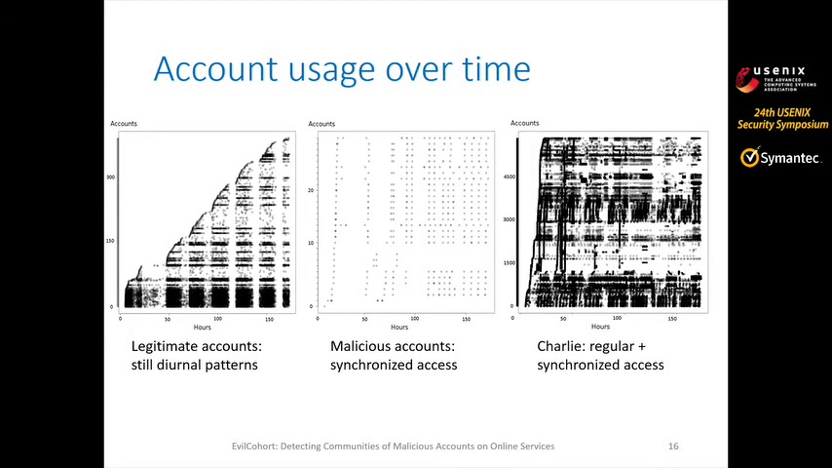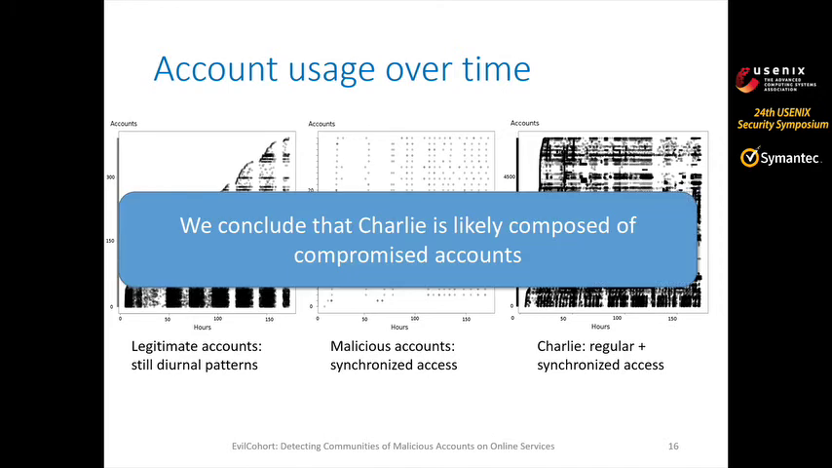For the Charlie community, we see that the two things come together. So we see diurnal patterns, but we also see vertical stripes that indicate automated activity. So basically what we conclude here is that this community is very likely to be composed of compromised accounts, in which their legitimate users keep using them, but there is also some additional malicious activity that is blending in with it. So we conclude that this is not actually a false positive, but it's a community that our system correctly detected. It's just that it's not only automated activity.